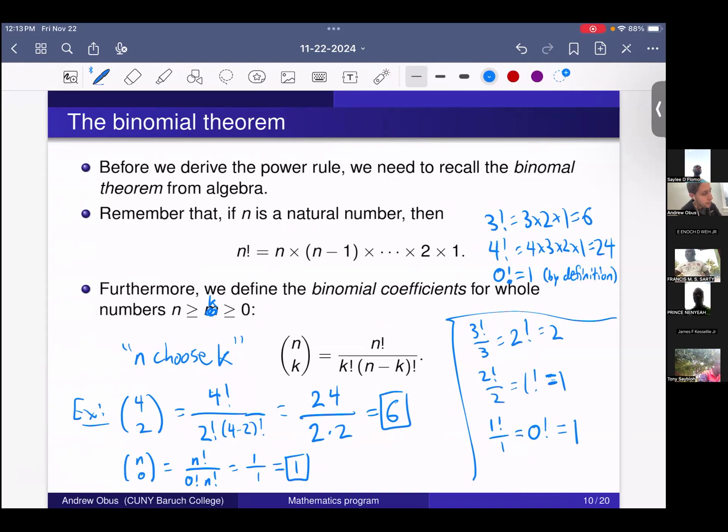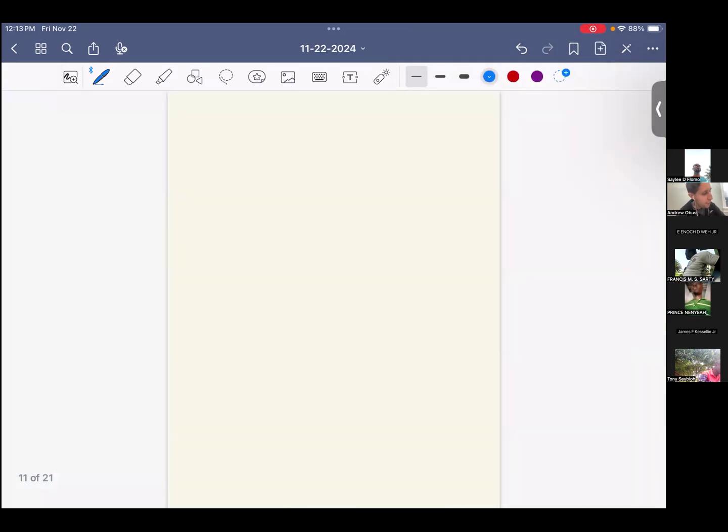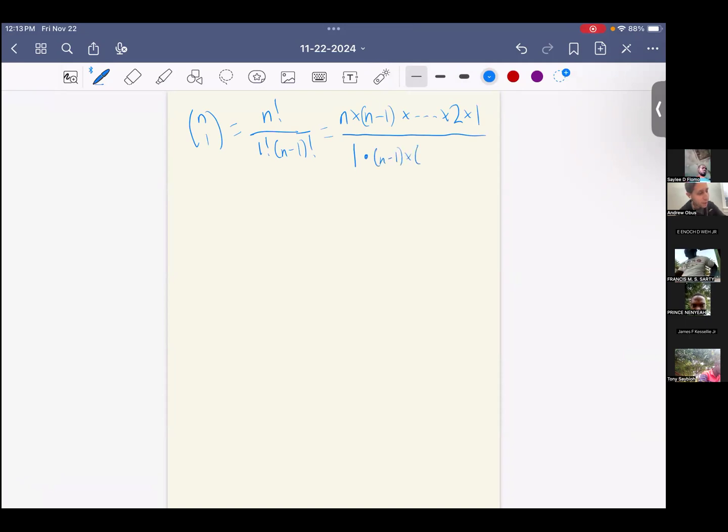All right. And well, I don't have space for this, but on the next page, let me actually just do one more example. I want to just do what happens when you do n choose 1. This is going to be important. So n choose 1 is going to be n factorial divided by 1 factorial times n minus 1 factorial. And well, what is this? This is n times n minus 1 times everything down to 2 down to 1. And then divided by 1 factorial, which is just 1. And then you have n minus 1 factorial. So n minus 1, n minus 2, all the way down to 2 and to 1.